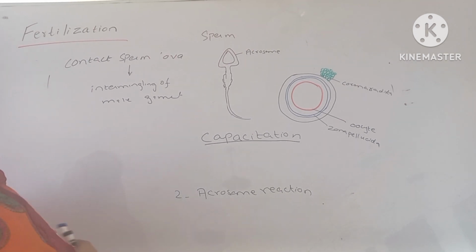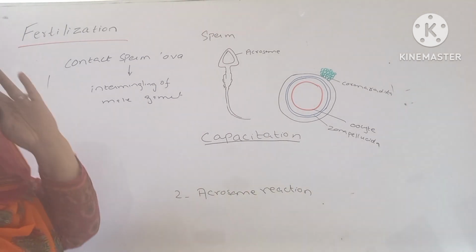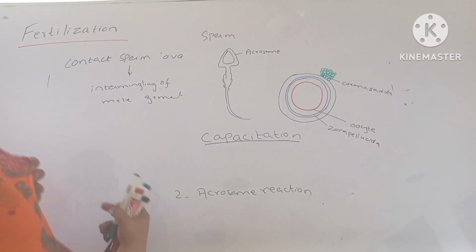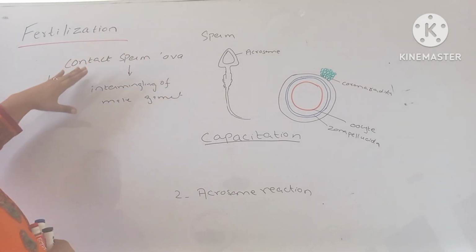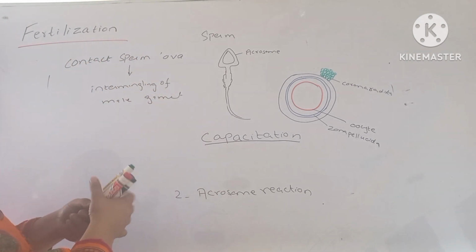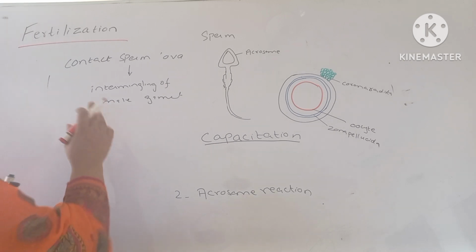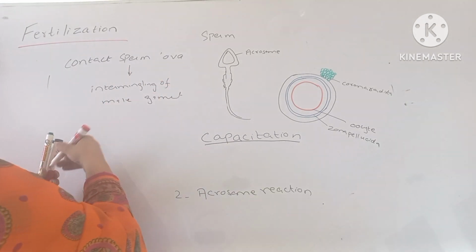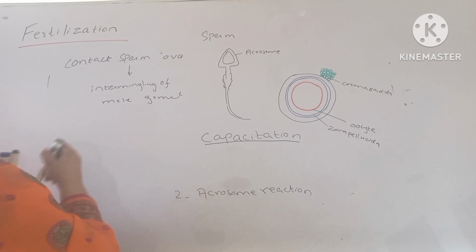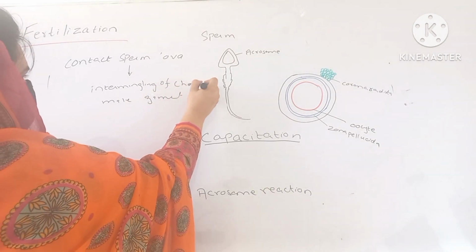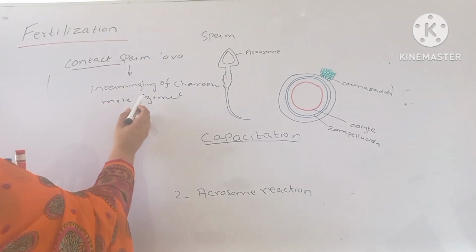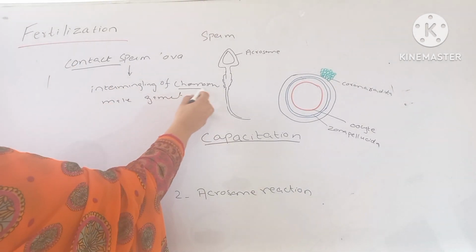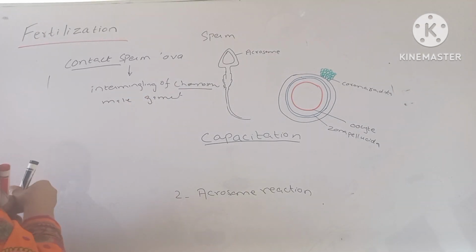Fertilization. For that we should first know the definition of fertilization. Fertilization mainly starts by the contact between the sperm and the ova, and it ends with the intermingling of the chromosomes of the male and the female gametes. So this is the definition. It starts with the contact of these two gametes and ends with the intermingling of their chromosomes. You should know this definition first.